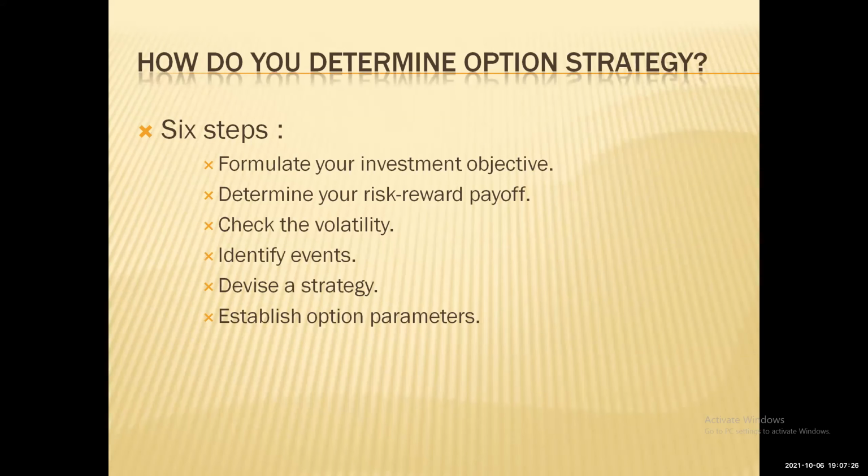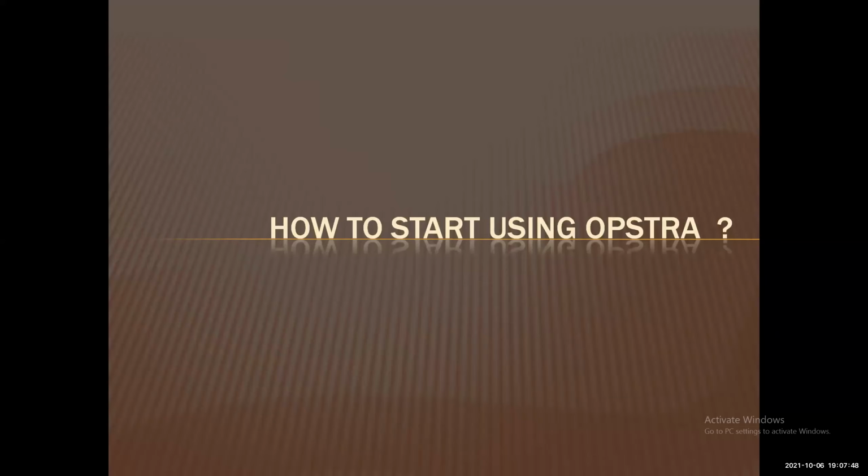Whenever you determine an option strategy, there are 6 steps. Formulate your investment objective, determine your risk reward payoff, check the volatility, identify events, devise a strategy, establish option parameters. We will come to them. You need not remember all these things. How you read the graph is most important.